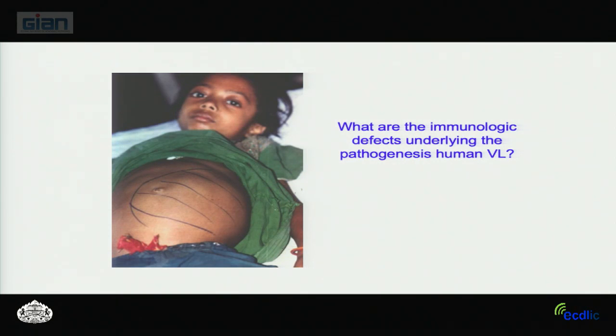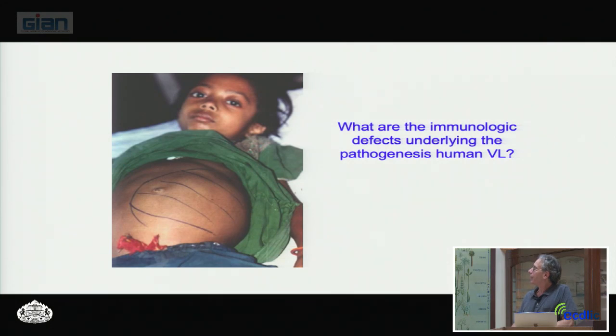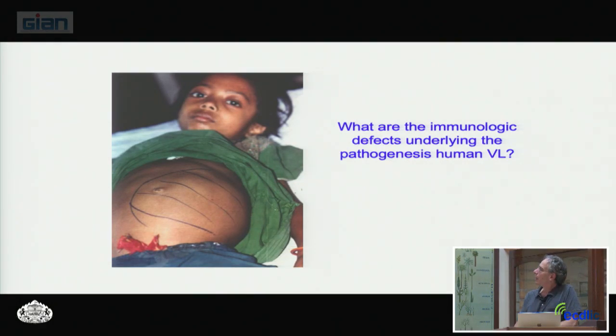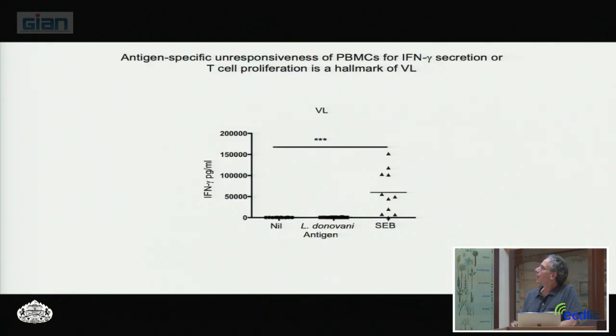So now getting to the work done up at BHU, looking at the immunologic defects underlying the pathogenesis of human VL. So looking in cases with active disease, usually pre-treatment, and comparing with post-treatment.